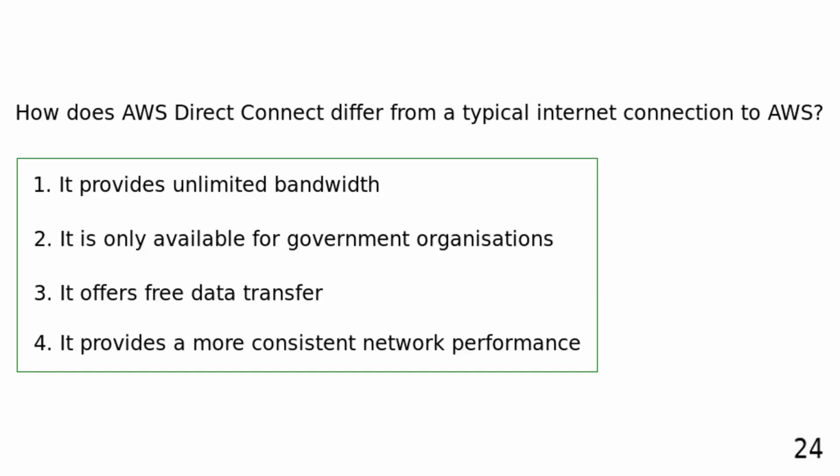How does AWS Direct Connect differ from a typical internet connection to AWS? It provides unlimited bandwidth. It is only available for government organizations. It offers free data transfer. It provides a more consistent network performance.